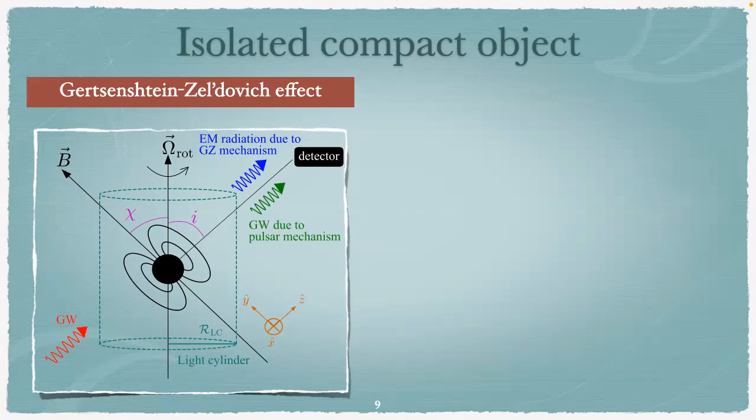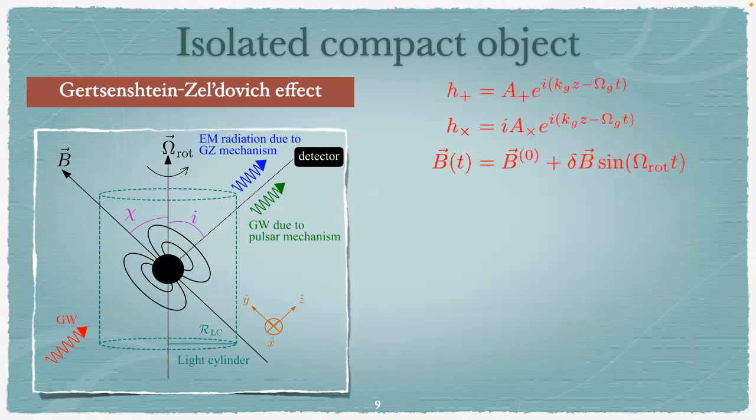And this effect is also reversible. For example, if you send in electromagnetic waves, you can also get gravitational wave radiation. And as I showed in my last talk, gravitational waves have two polarization modes, one called plus and one called cross, which have a phase difference of 45 degrees. So if you have gravitational waves with a frequency, say omega g, and you have a pulsar which is rotating at a rotation frequency omega, its magnetic fields, the magnetosphere, are also rotating at this frequency.